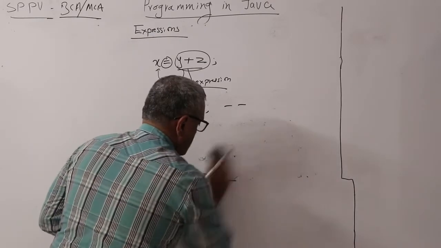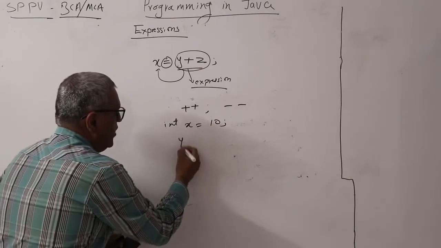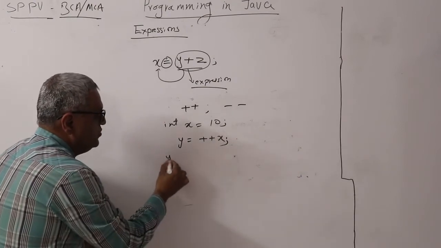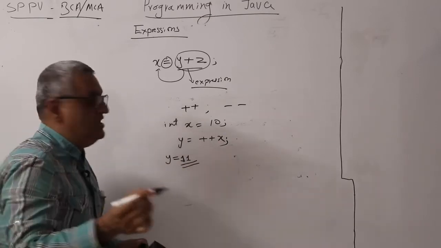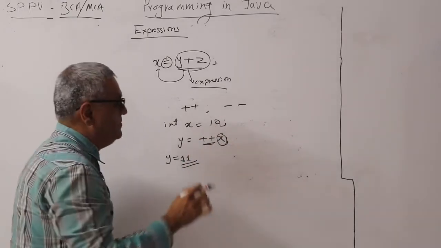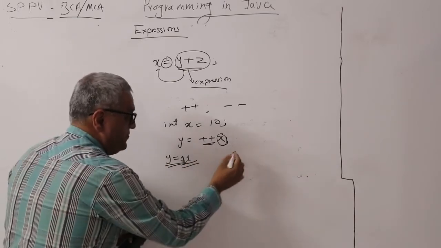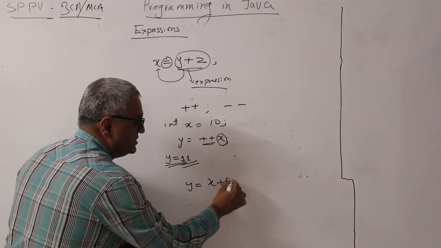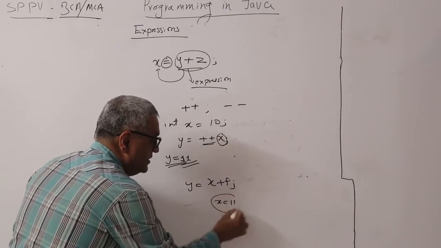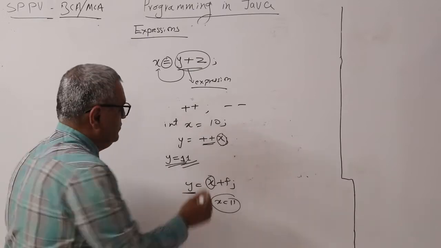Okay, now let us see how this gets used. If within a program I have a couple of statements like this: int x equals 10 and y is equal to plus plus x. Remember, in this case the value of y is 11, because since plus plus is before x, x is incremented by 1 and then that incremented value is assigned to y. If I have y is equal to x plus plus, x gets incremented by 1, right? So x becomes 11, but what gets assigned to y is the value before incrementing, which is nothing but 10.